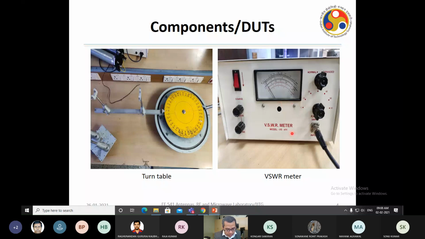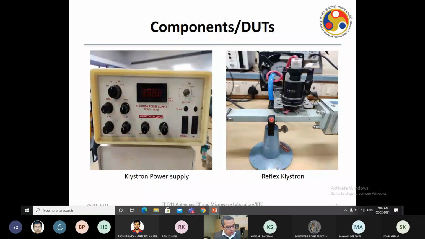This is the VSWR meter, and I think most of you have already seen this in the previous lab also. Voltage standing wave ratio actually measures the ratio of the maximum V max by V min. And this is the klystron power supply. Basically in microwave, we are measuring the antenna radiation pattern for horn antennas, which usually work in the X band.